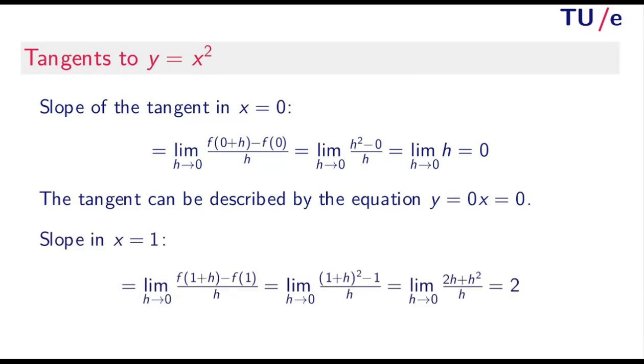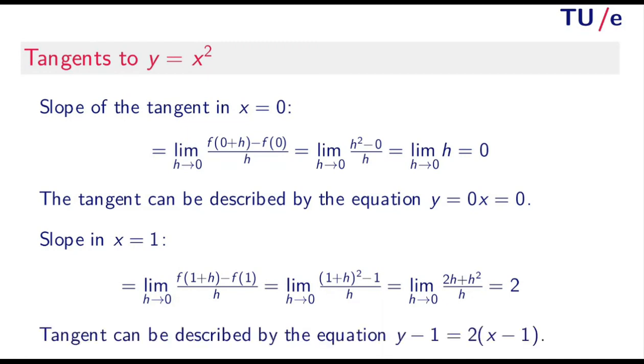In x is 1, we find the limit for h going to 0 of (f(1 plus h) minus f(1)) divided by h. And that's the limit for h going to 0 of ((1 plus h) squared minus 1) divided by h. And that's the limit where h is going to 0 of (2h plus h squared) divided by h. And we see that this will be 2. So the tangent is described by the equation y minus 1 is 2 times (x minus 1).